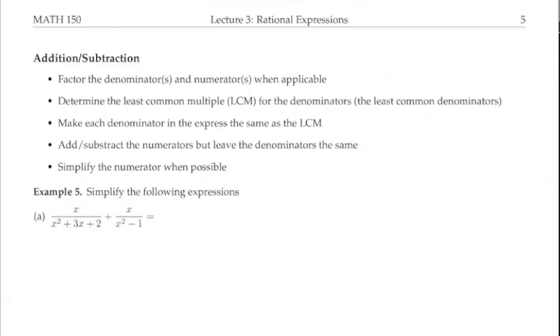The second step is to look at the denominator and find the least common multiple of the denominators, or the least common denominator. All right, so let's fix that. So make each denominator in each expression the same as the LCM. Then the next step is to add and subtract the numerators, but leave the denominator the same. So you manipulate the denominator in the second and third step. In the fourth step, you just leave the denominator the same, but add or subtract the numerators together. And then the last step is to simplify the numerator when possible.